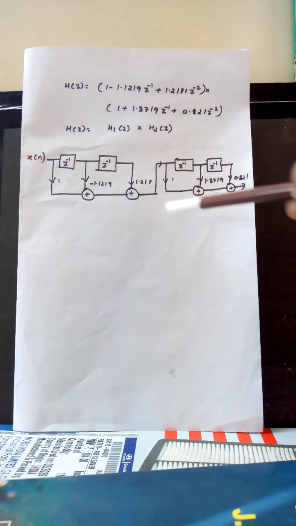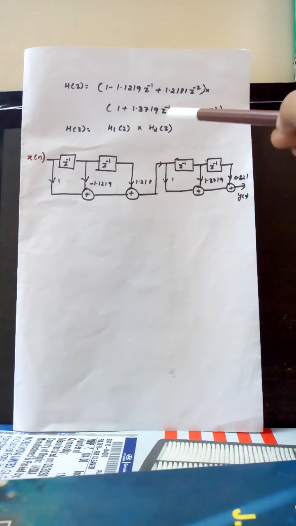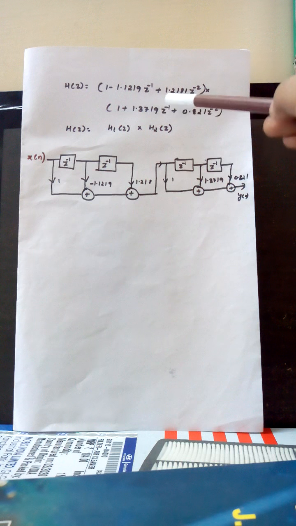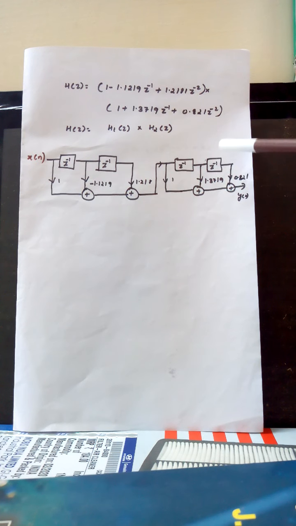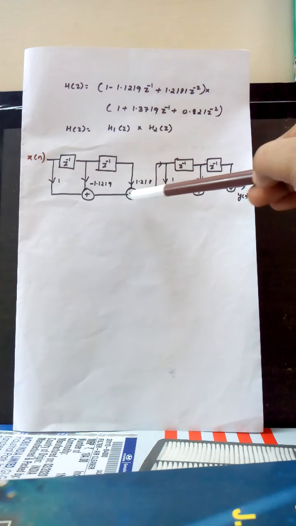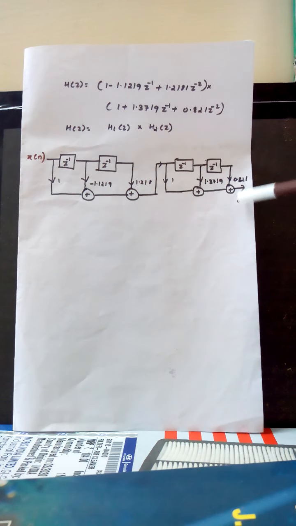Similarly, we realize the second system. So here we'll have x of n, and for the second system we have to use one delay operator to get the signal x of n minus 1, that is multiplied with 1.3719. Again we are using one more delay operator, so here we'll get x of n minus 2, that is multiplied with 0.821. So if we add all, we'll get the second system, and the first system's output will be given as input to the second system, and here we are taking the output y of n.